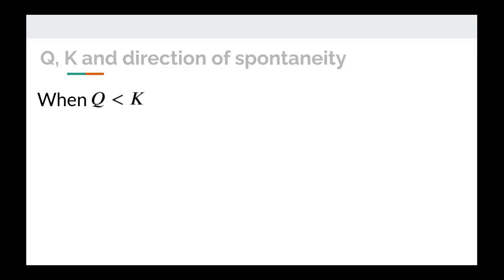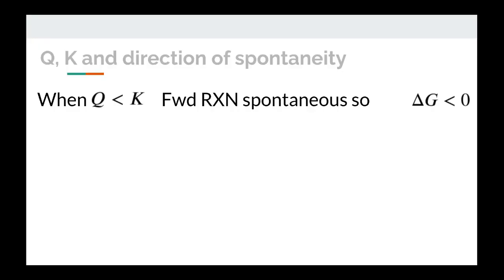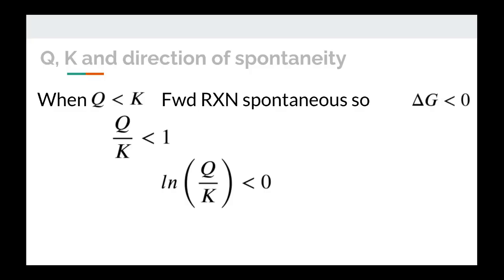When Q is less than K, then that means you're going to shift to the right. So that means the forward reaction is spontaneous. If the forward reaction is spontaneous, that means delta G for that forward reaction is a negative number. If Q is less than K, then that also means that the ratio of Q to K is less than 1. So that means the natural log of Q over K is less than 0.